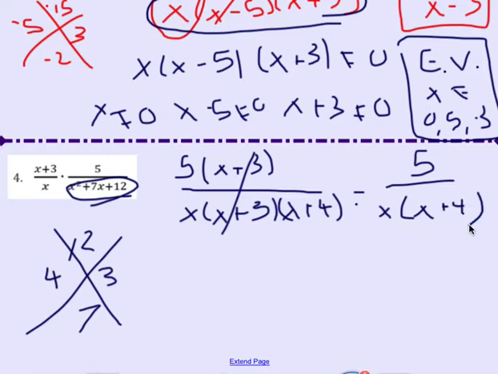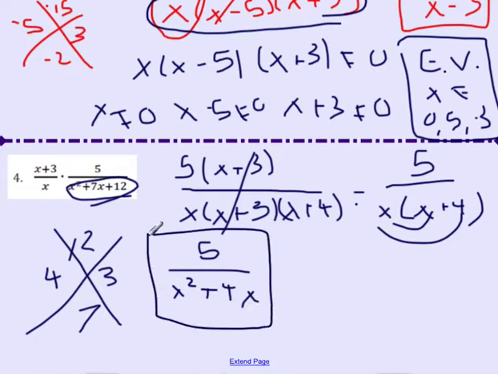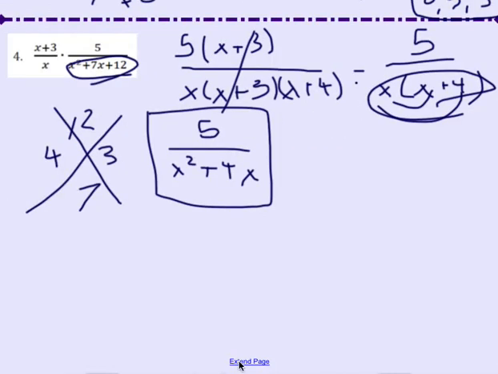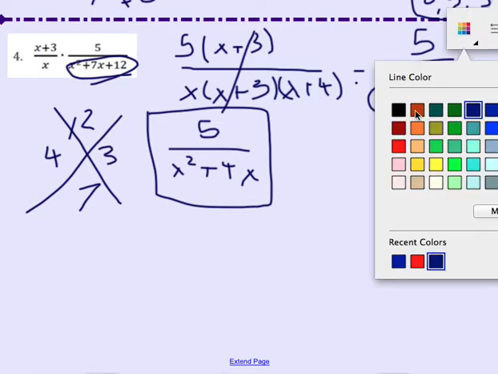Now, before this is completely simplified, I need to multiply that guy in. So then I'm going to have 5 times x, which is x squared, plus 4 times x, which is 4x. Notice once I canceled everything out, I re-simplified that denominator before I could call that my simplified expression. Now, I still have to calculate my excluded values for that problem. So let's go ahead and do that.